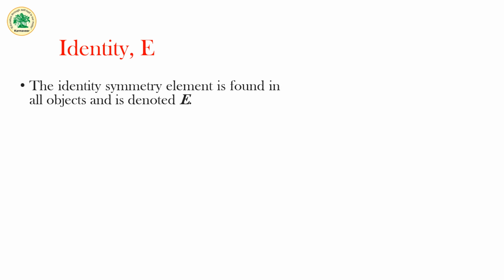Hello friends, today we are going to study the identity element, which is available in all the molecules or in all the objects. The symbol for this identity is E, and if you take any molecule, we say that the identity element is available. The reason is that for the identity element, the proper axis of rotation is 360 divided by 360. That is, when we rotate a molecule by 360 degrees, it comes back to its own place.